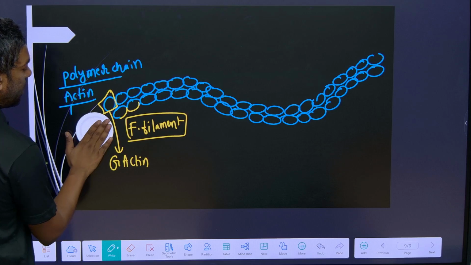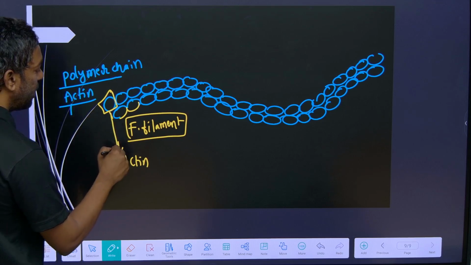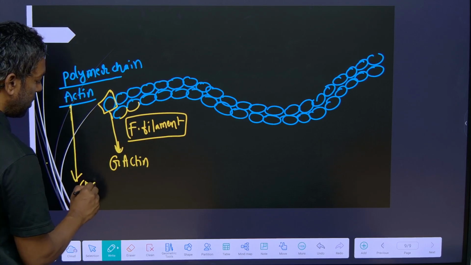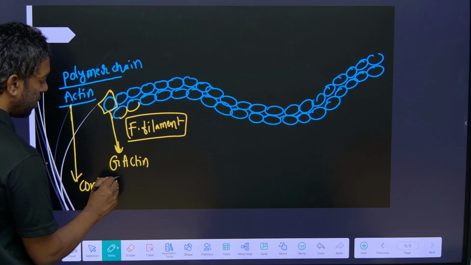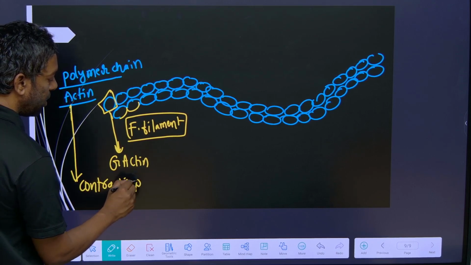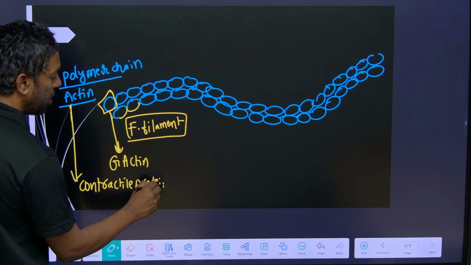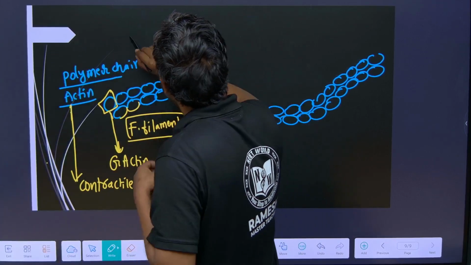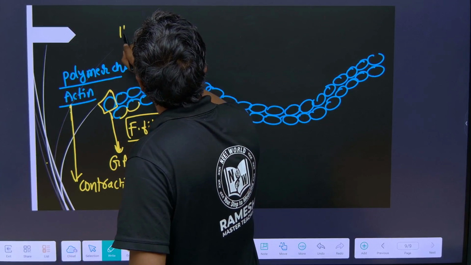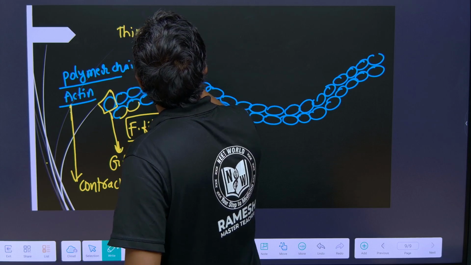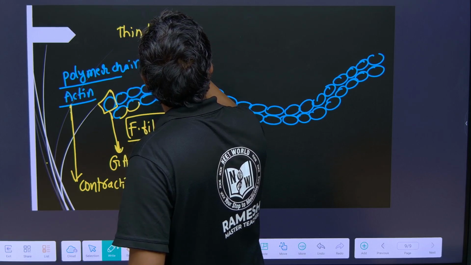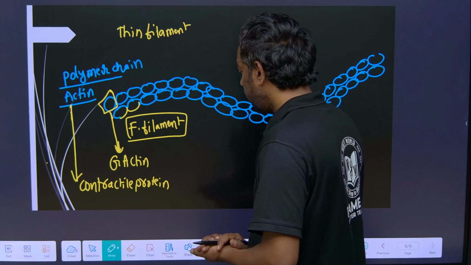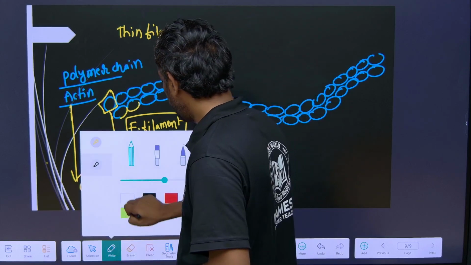No, actin is the contractile protein, it is not a regulatory protein. Actin is a contractile protein involved in the contraction. How is the contraction taking place? It is the thin filament, and we are going to show it.